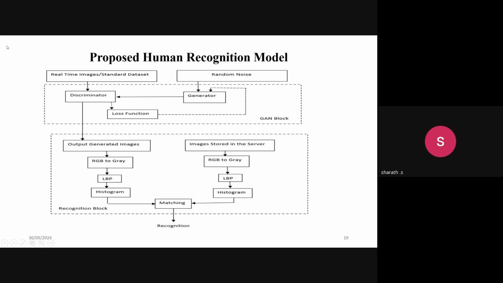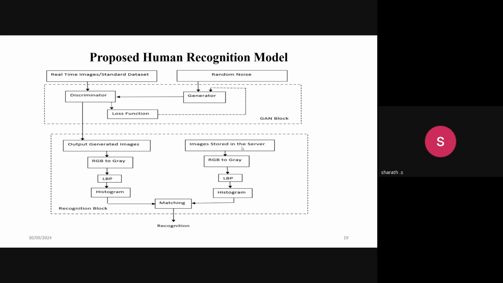One is the real-time data. This is a real-time image which is given as input to the discriminator for training purposes. This is random noise, as I said earlier, which is given as input to the generator to generate the image. This is the GAN block, and its function is to generate an image. Using this GAN block, I generated 24 dissimilar images and kept them as a database. This is the output generated image. These are the GAN images generated, and a single image is stored in a server.